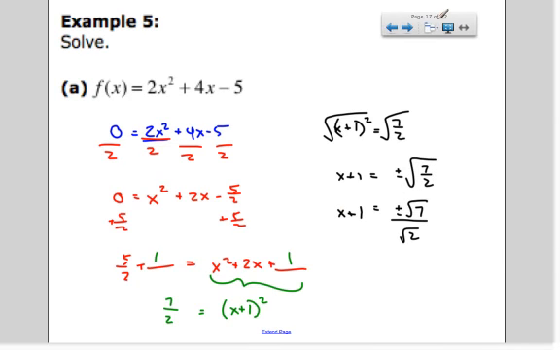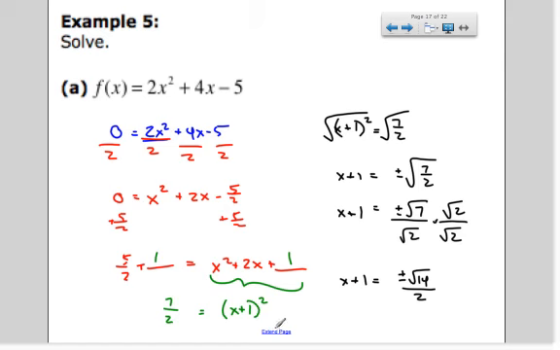Well, I'm not allowed to have square roots in the denominator, so I'm going to multiply by the square root on the top and the square root on the bottom. So x + 1 = ±√14 over 2. And that can't be simplified.